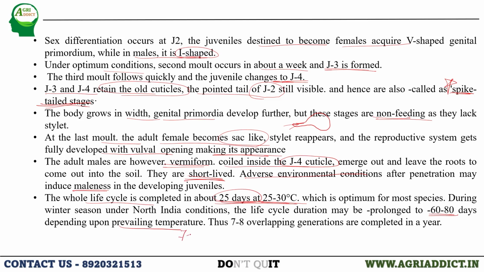That means the cycle of the nematode is completed within 25 days, that is Meloidogyne. But when we talk about the year, around 7 to 8 overlapping generations can be completed within a year. The next concept will be the host parasitic relationship, symptoms and also management methods, which I'll be explaining in part 2 of the root knot nematode lecture.